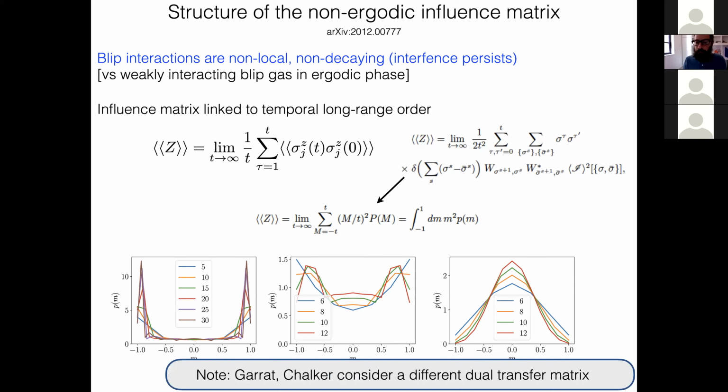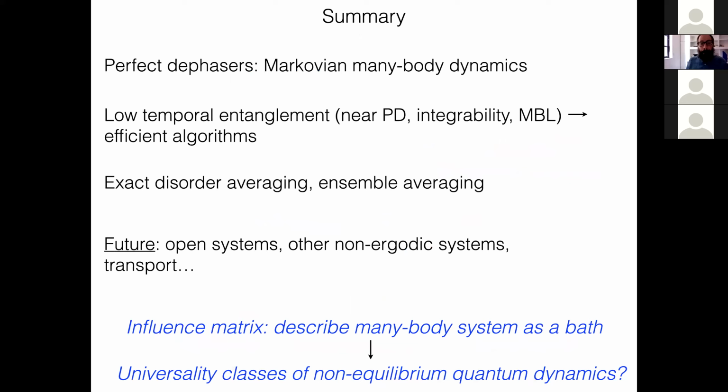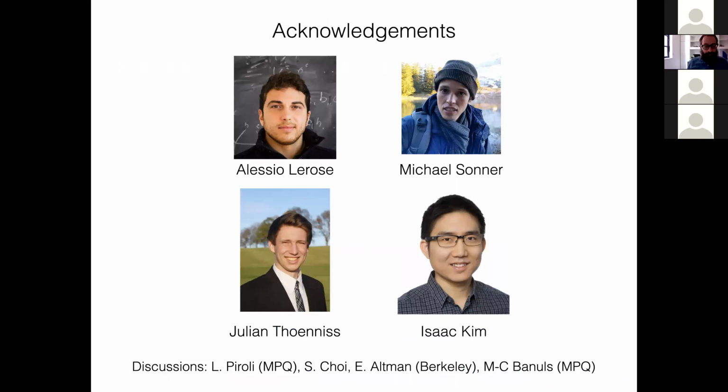Let me again finish with this note that Sam Garrett and John consider a different dual transfer matrix, but it would be interesting to make a bridge between the two ways of thinking about it. I stop here. In the future, there are many interesting extensions. We're planning to look at open systems with this, since it's very easy to add external dissipation, transport, and various other things. Thanks a lot to the collaborators, and thanks for your attention.